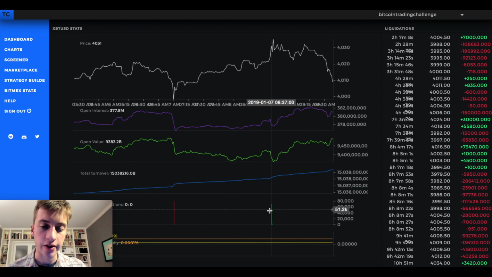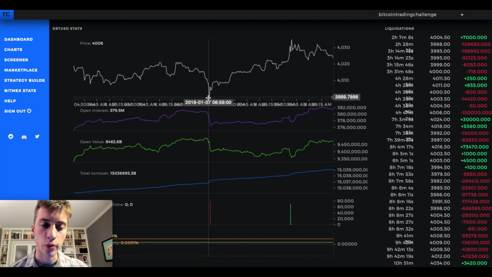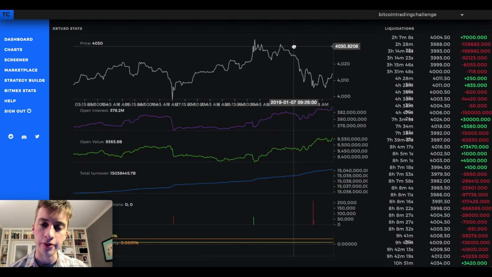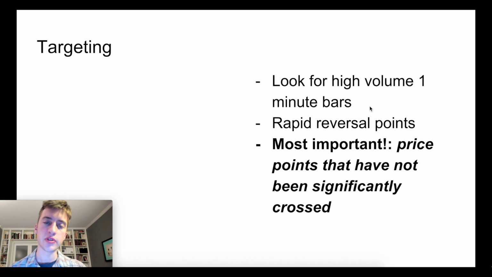Yeah, so you can see that shorts did get liquidated. About 71,000 short contracts have been liquidated there. Just as we had calculated, anyone who had shorted around here gets liquidated there. And then price reverses. So that's one thing that we can do: look for those high volume 1 minute bars.